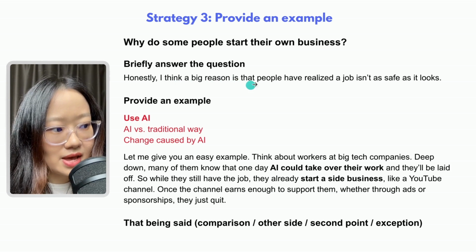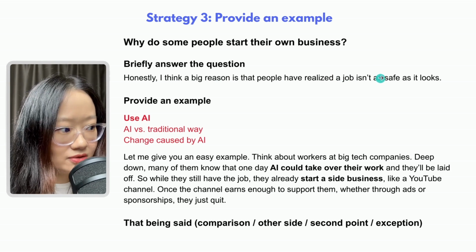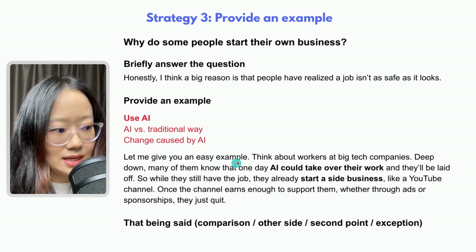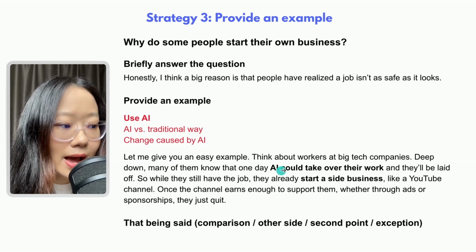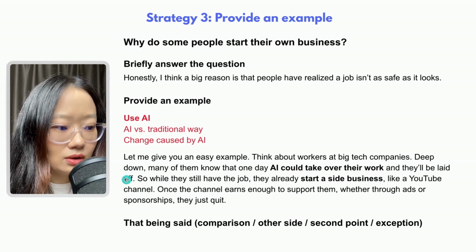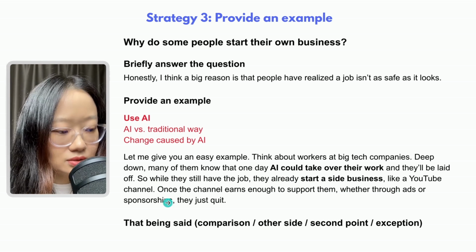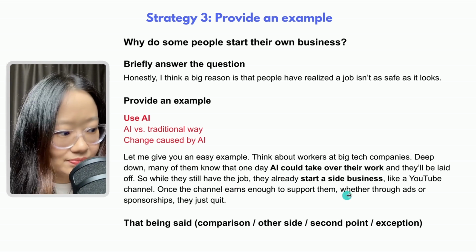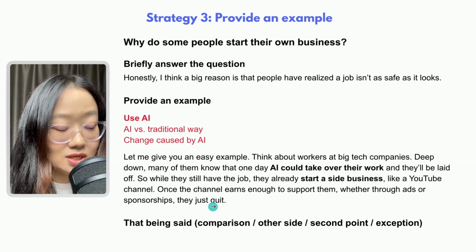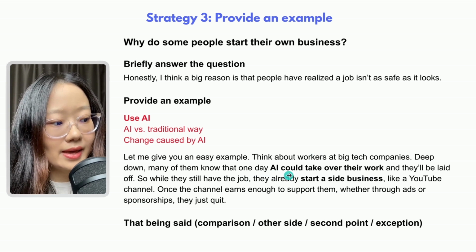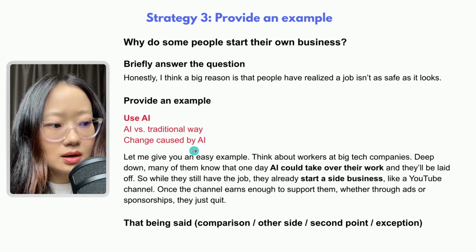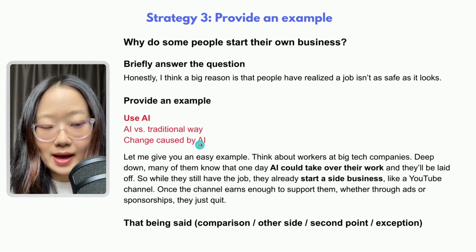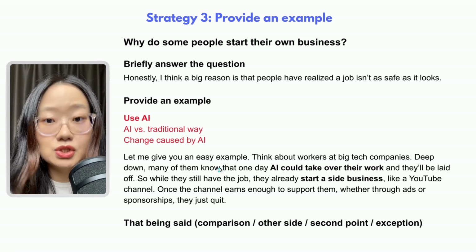I think a big reason is that people have realized a job isn't as safe as it looks. Let me give you an easy example. Think about workers at big tech companies. Deep down, many of them know one day AI could take over their work, and they will be laid off. So while they still have the job, they already start a side business like a YouTube channel. Once the channel earns enough to support them, whether through ads or sponsorships, they just quit. What are the changes? AI could take over their work, so they start a side business to protect themselves. Again, by describing the changes caused by AI, we can easily make our answer much longer.